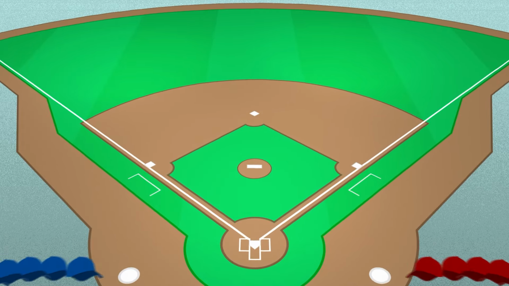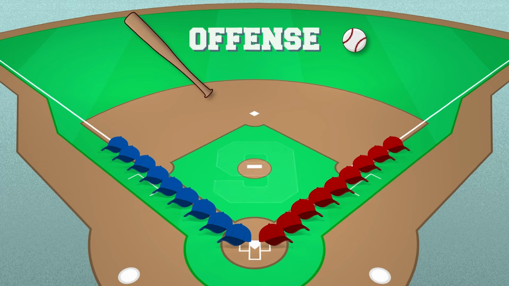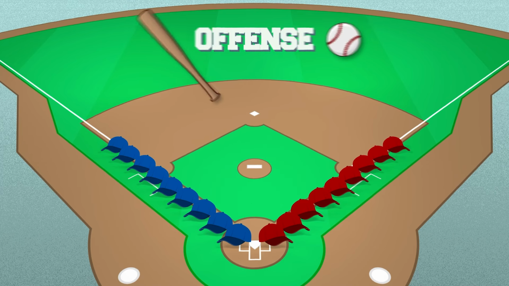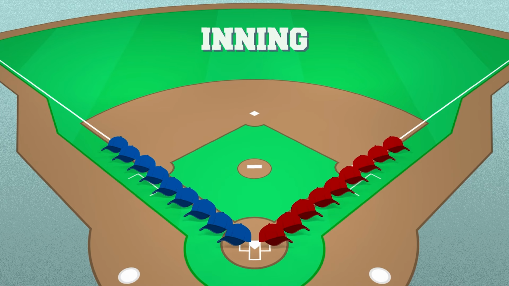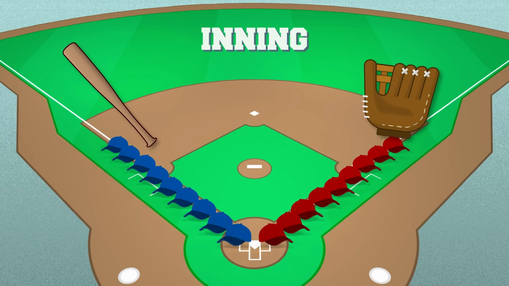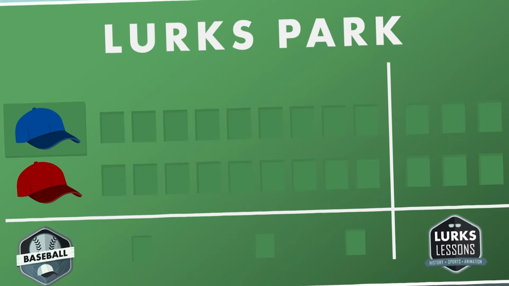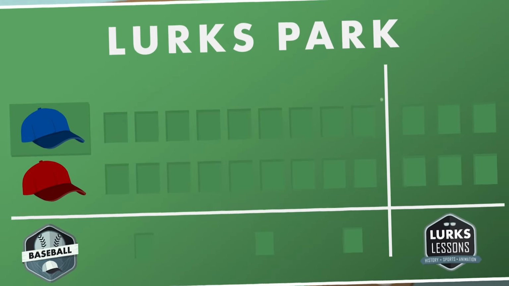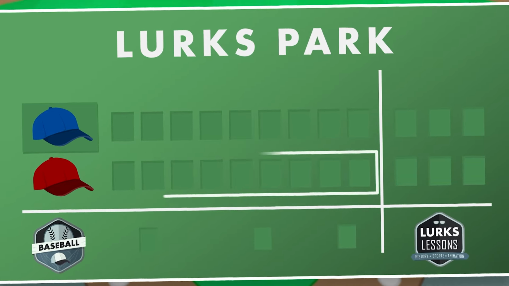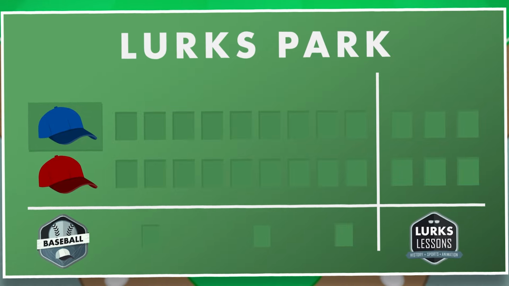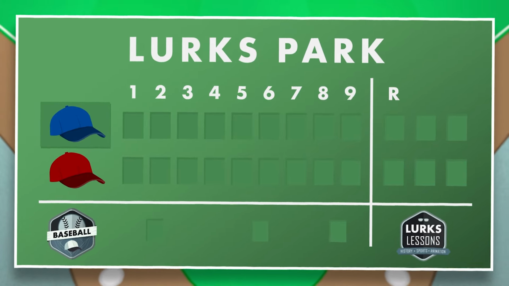The game involves 2 teams, each composed of 9 players, alternating roles between offense, batting or hitting the ball, and defense, fielding or pitching the ball. An inning is completed when both teams have had a turn at bat and a turn in the field. It is customary that the visiting team will always bat in the top half of the inning, and the home team the bottom half. The objective of the game is to score more points or runs than the other team over the course of 9 innings.